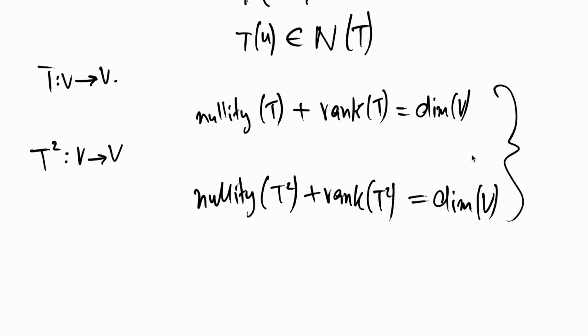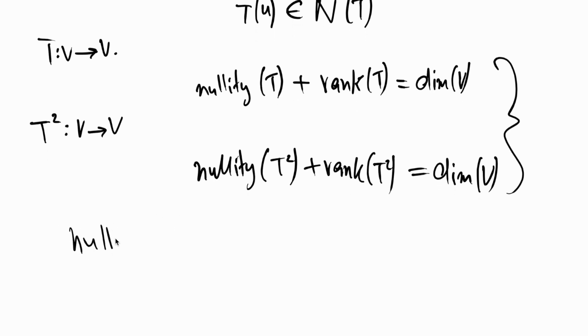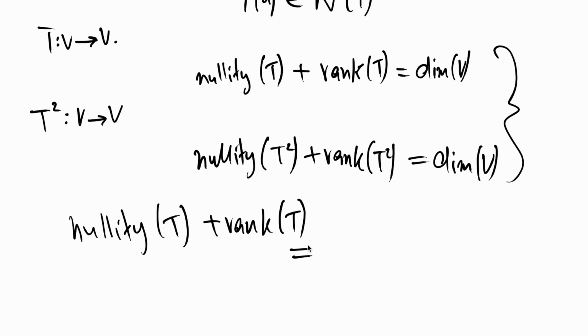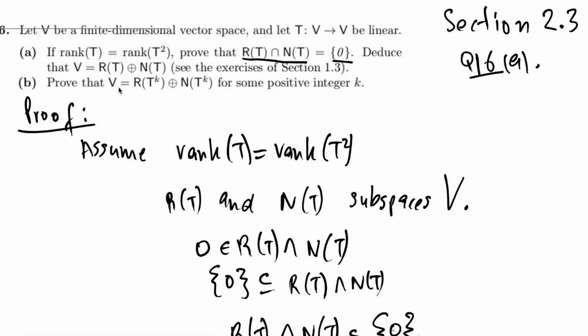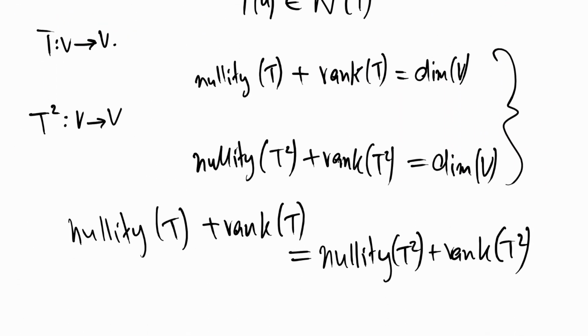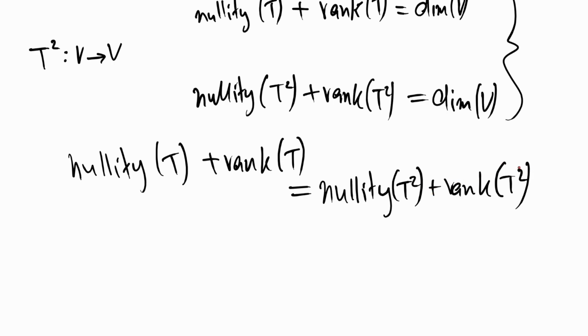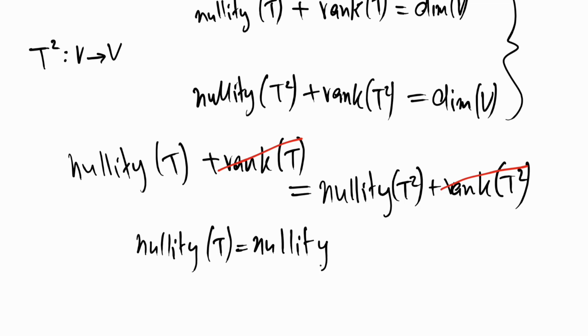Now we can equate these two, and we get nullity of T plus rank of T is equal to the nullity of T squared plus the rank of T squared. And by the assumption we made at the start, that the rank of T is equal to the rank of T squared, we can cancel these terms out since they're equal, and we have nullity of T is equal to the nullity of T squared.